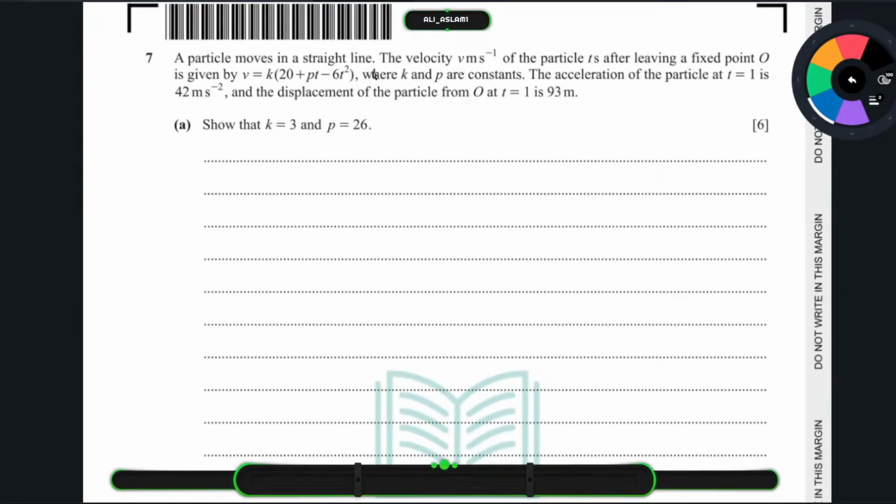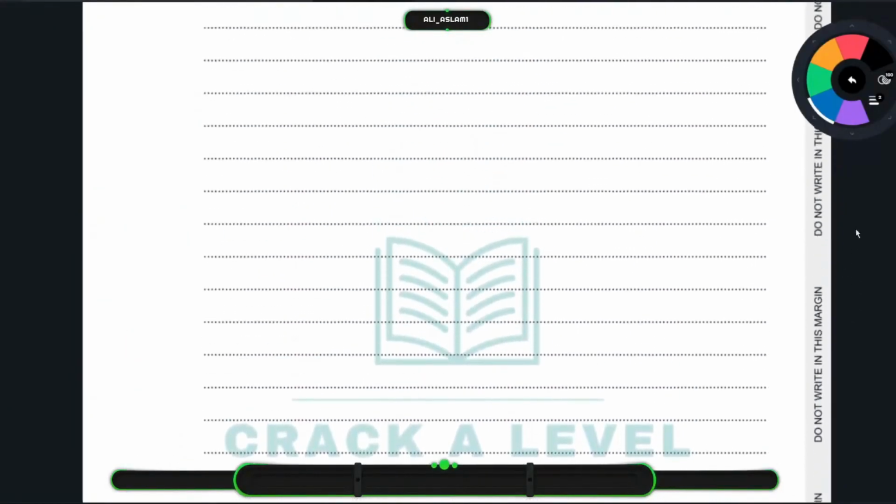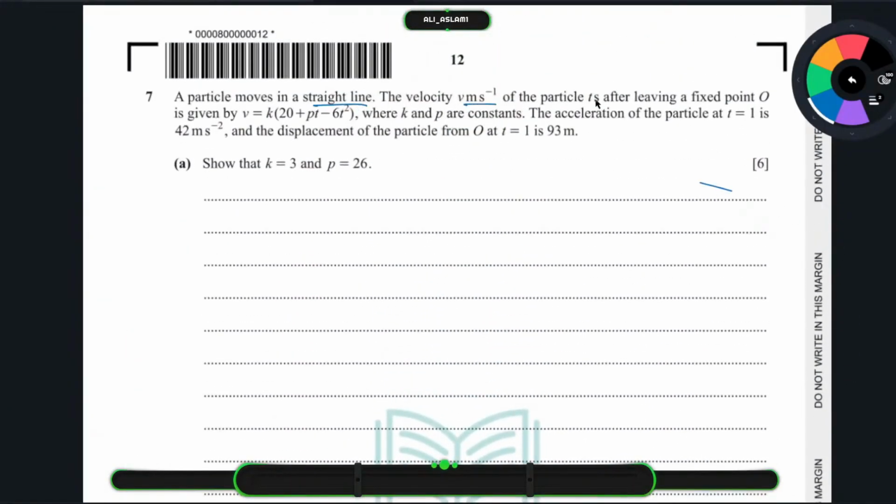Next question. A particle moves in a straight line. How many questions are we left with though? Okay, we're done. Last question. A particle moves in a straight line. The velocity v meters per second of the particle, t seconds after leaving a fixed point O, is given by the equation, where k and p are constants. The acceleration of the particle at t1 is 42, and the displacement of the particle from O at t1 is 93 meters. Show that k is equal to 3 and p is equal to 26.